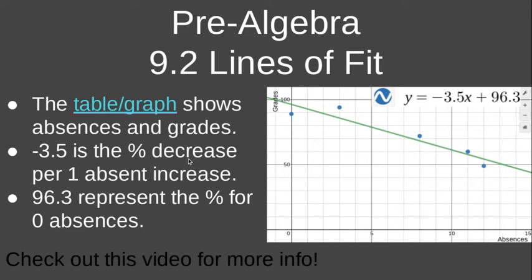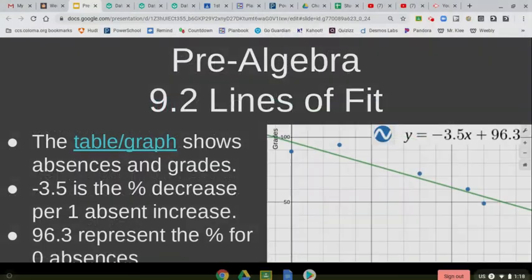The negative 3.5, the slope, is telling us every time a student misses another day, every extra absence leads to a drop of about 3.5% in the student's grade. And the 96.3 is showing us that if a student had 0 absences, at least according to this model, we would expect a percent of 96.3.